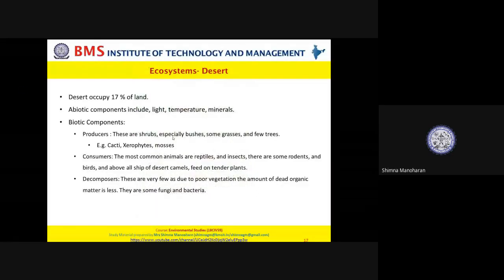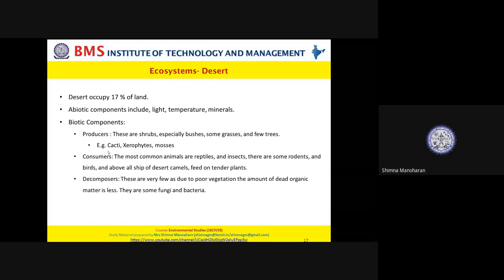So next, desert. Desert again occupies 17% of the land. So abiotic components are light, temperature, and minerals. So here again you have producers, consumers, and decomposers as biotic components. So producers are nothing but shrubs. Mainly, what is the main shrub that you find in a desert? Anyone? Yeah, cactus. You find cactus and you find mosses.